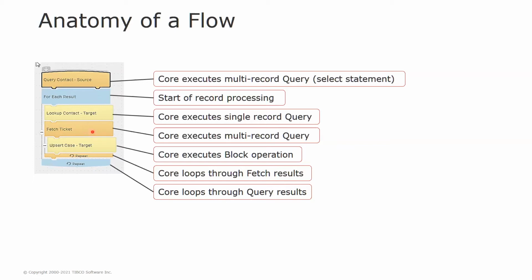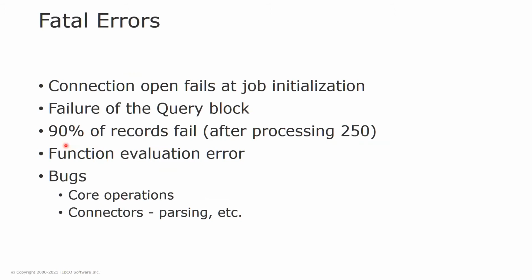There's looping, there's operations, and each one of these is a sort of a separate function which is executed against the connector, and that's how the flow works. So data comes in and out. If it's a read operation, it's going to retrieve data, and if it's an upsert operation or change, delete, merge, those types of operations, those are all done in a functional way against the actual endpoint via the connector. So how do you get fatal errors?